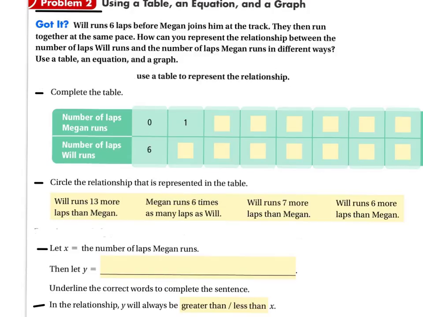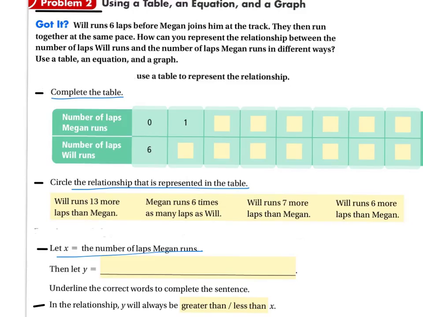Will runs 6 laps before Megan joins him at the track. They then run together at the same pace. How can you represent the relationship between the number of laps Will runs and the number of laps Megan runs in different ways? We will use a table, an equation, and then on the next slide, a graph.